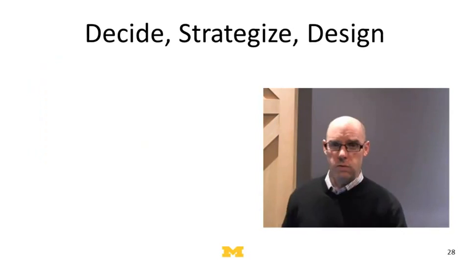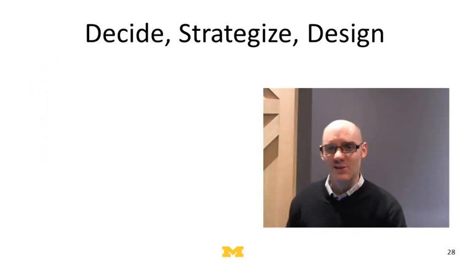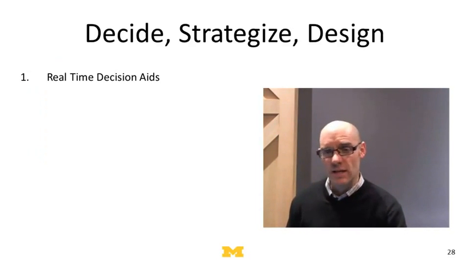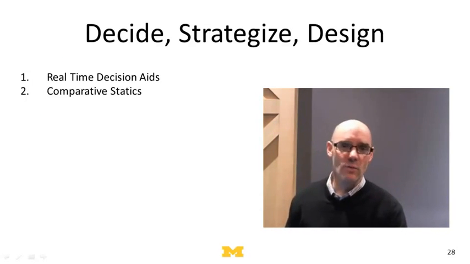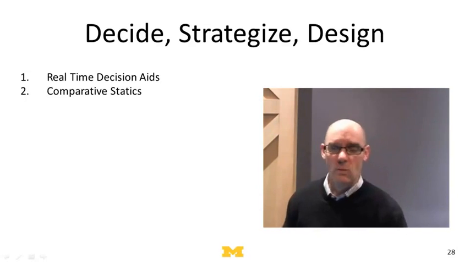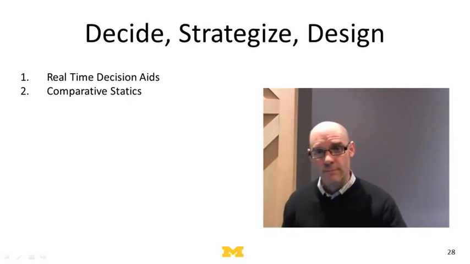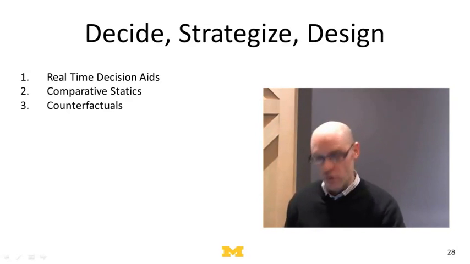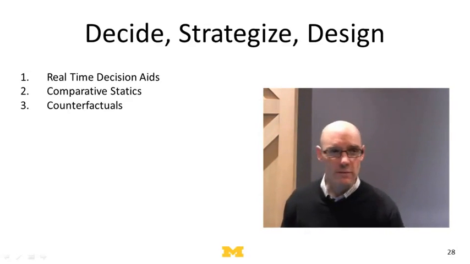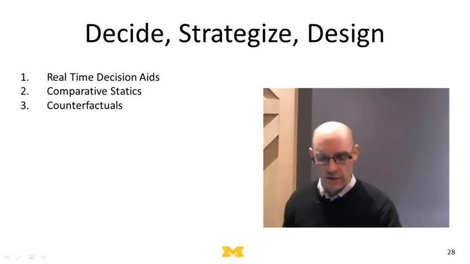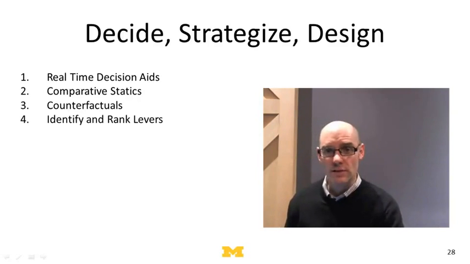Okay, we've covered a lot, so let's give a quick summary. How can models help us? The first thing they can do is be real-time decision aids. They can help us figure out when we intervene, when we don't intervene, or what choices we make. Second, they can help us with comparative statics. We can figure out what's likely to happen if we make this choice. Third, they can help us with counterfactuals. After we've done a policy, we can run a model to think about what would have happened if we hadn't chosen that policy.